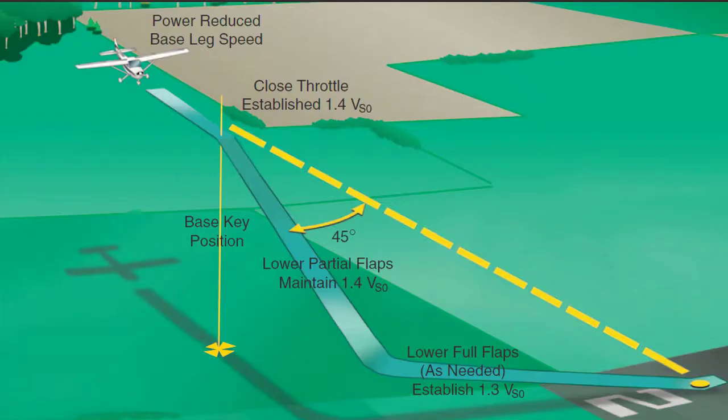After turning onto the base leg, power should be reduced and airspeed should be 1.4 VSO. VSO is the stalling speed with the power off and full flaps and depends on the aircraft. So if the VSO of your plane is 60 knots, speed on the base should be about 84 knots.